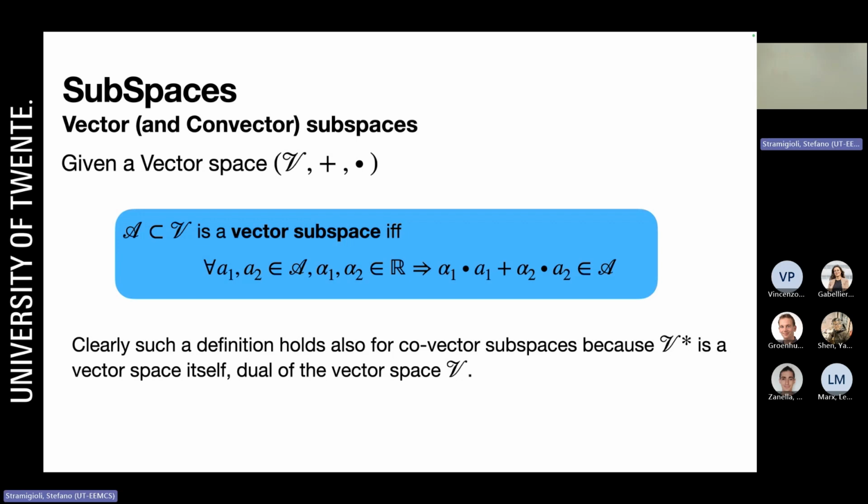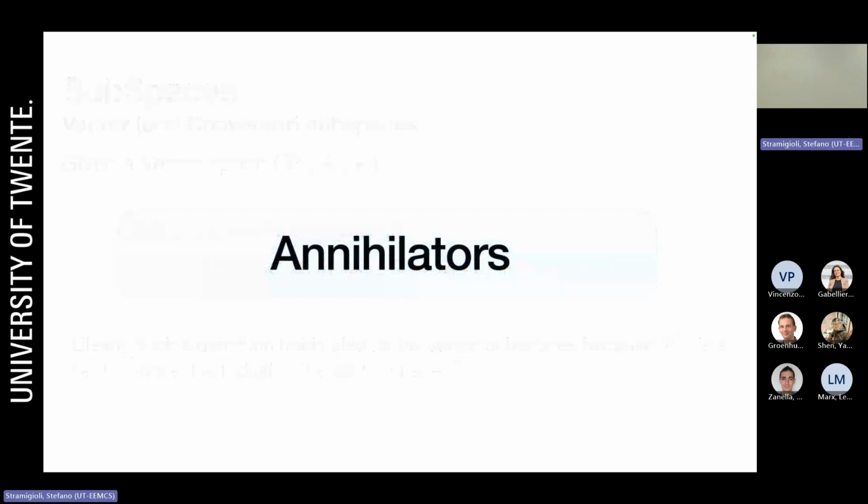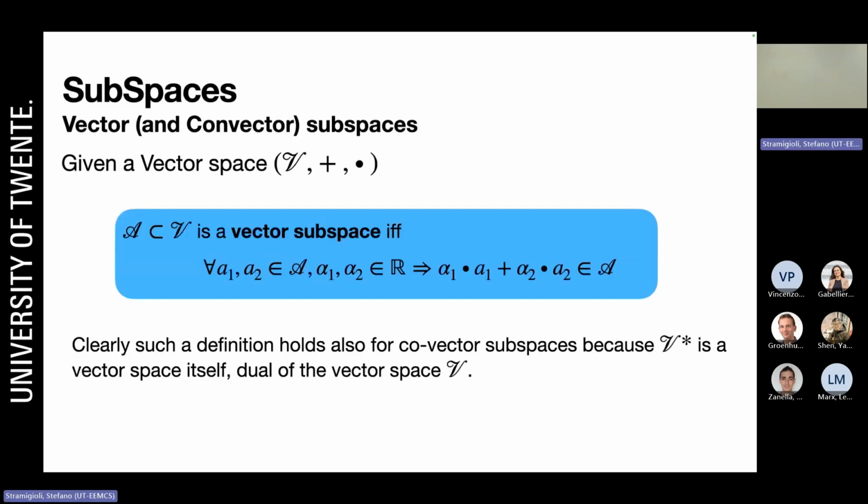So again, if I give you this vector and this vector, the plane that they span is a subspace. And this is of course the same for dual vectors. A dual vector space is again a vector space, so I can talk about subspaces of the dual space, but they are different, belonging to a different space.